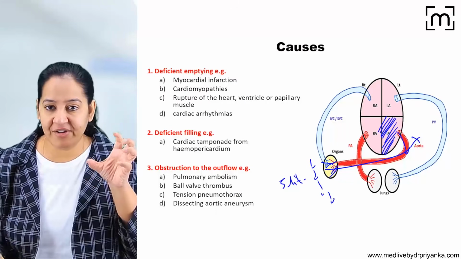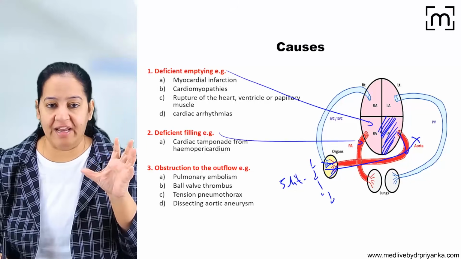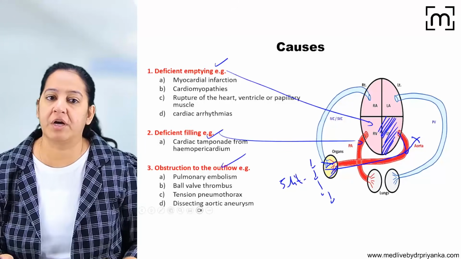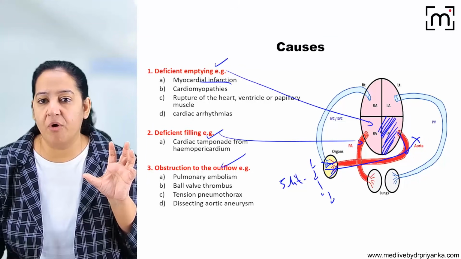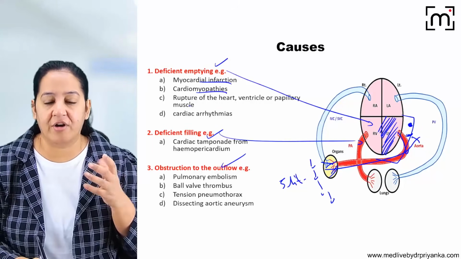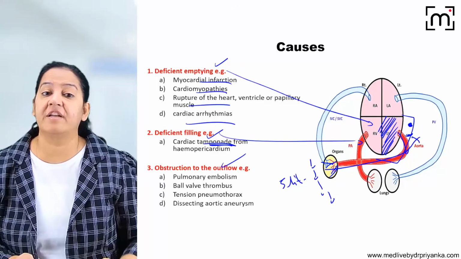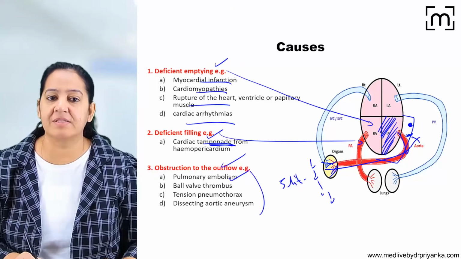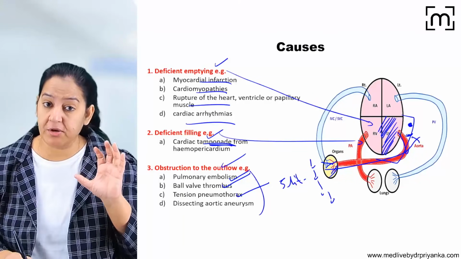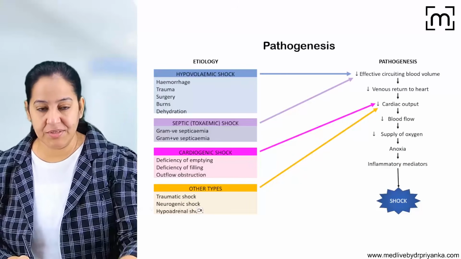What are the causes? Why is the left ventricle not pumping? Maybe there is deficient emptying or deficient filling. I mean, there is a systolic defect or diastolic defect, or there may be obstruction in the outflow of the aorta. For a systolic defect, there can be MI in the wall of the left ventricle, myocardial infarction, cardiomyopathies, rupture of the wall, arrhythmias. Defective filling means the person can have cardiac tamponade, and in obstruction there can be pulmonary embolism, wall thrombus, tension pneumothorax. So these are the causes because of which the left ventricle is not pumping properly. So ultimately, what is the pathogenesis?